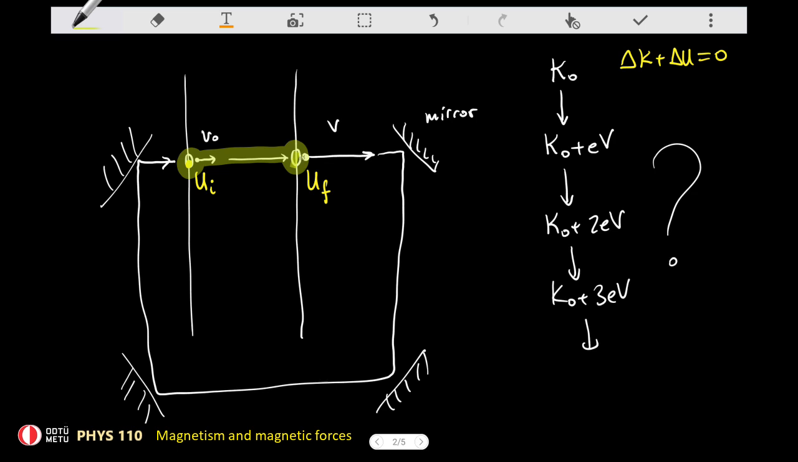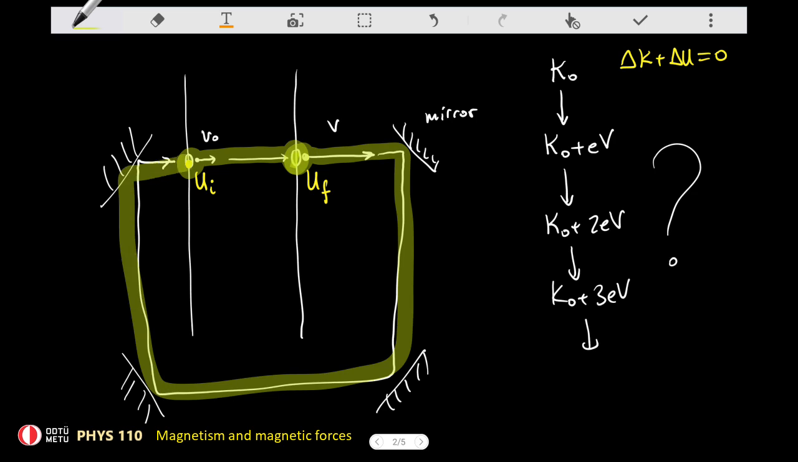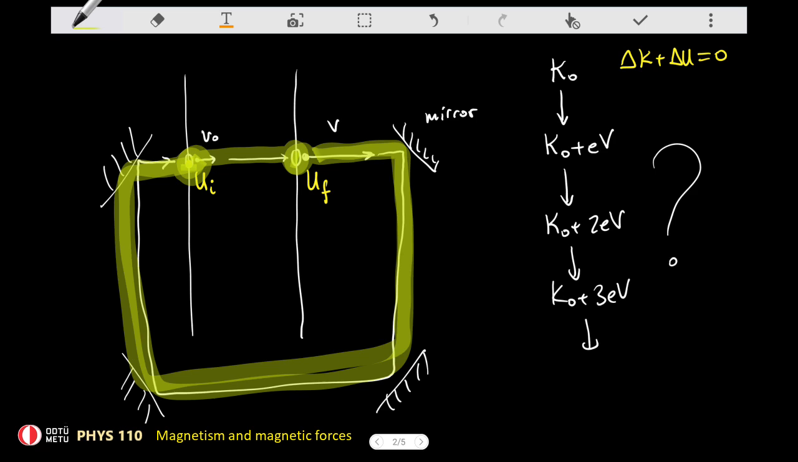But if you think about this process where it moves from this point back to the initial point, whatever the path is, it doesn't matter. The potential energy will increase, so therefore the kinetic energy should then decrease, right? So as a result, somehow this bouncing off the mirrors is not a simple process. There is no such thing.